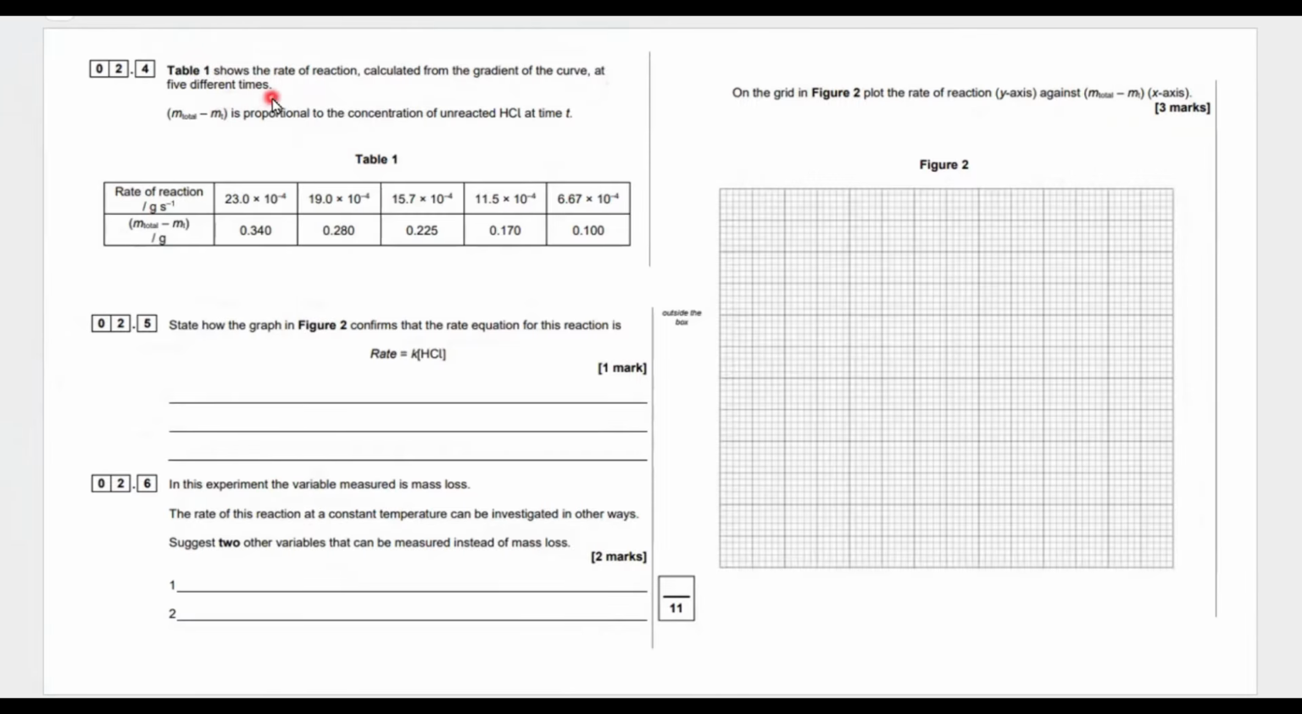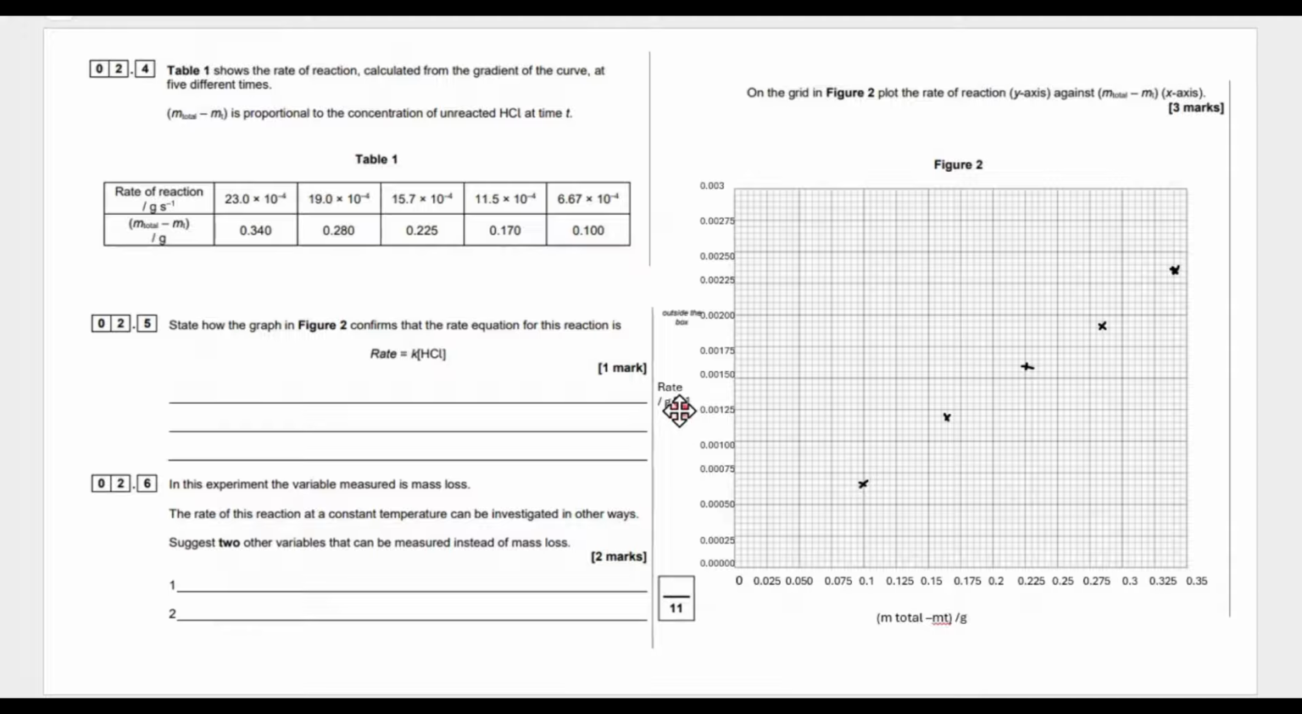All right, I'm going to stop waffling. Let's go through the answers here. So M total minus MT is proportional to the concentration of... Oh, God, I've got to plot this graph. All right, I'm just going to put this data on. Okay, so there we go.